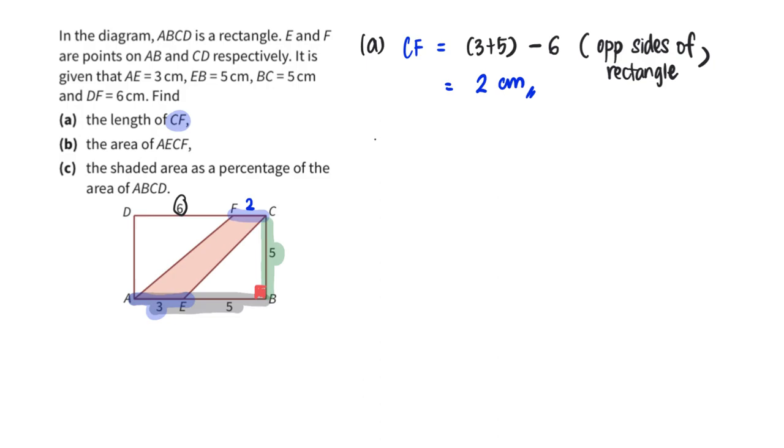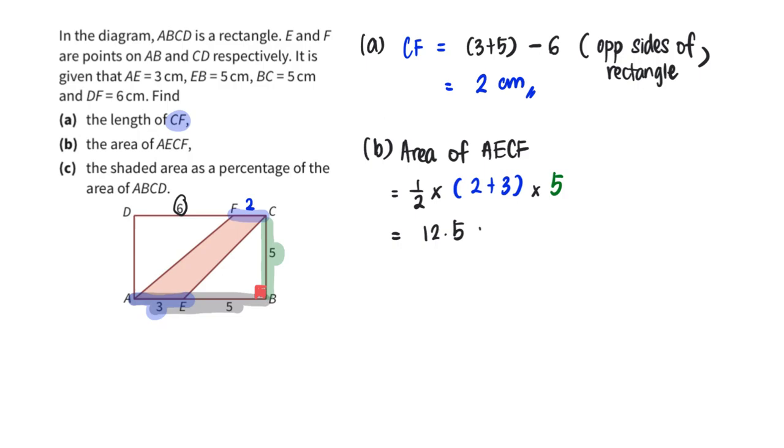So for part B, the area of AECF is therefore equals to half times the sum of the parallel side, 2 plus 3, times the height, 5, to give me a value of 12.5 cm square.